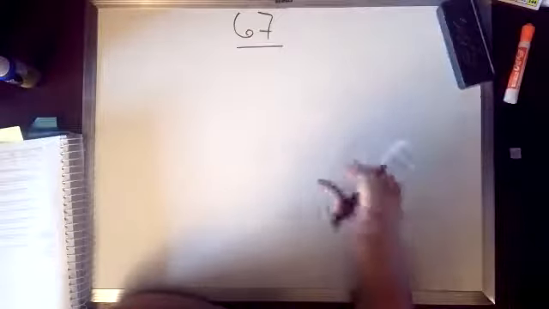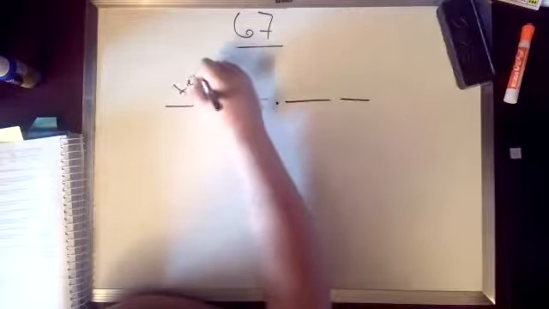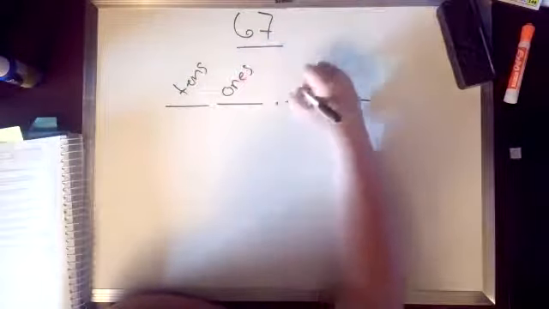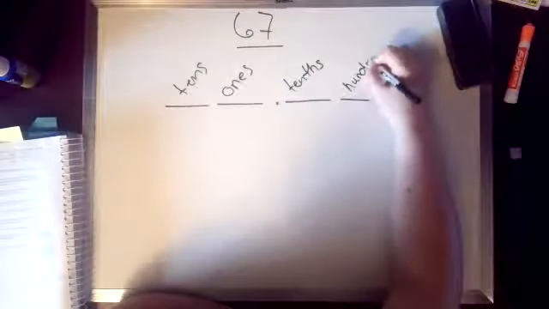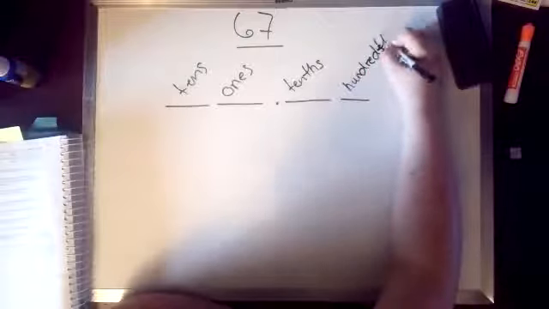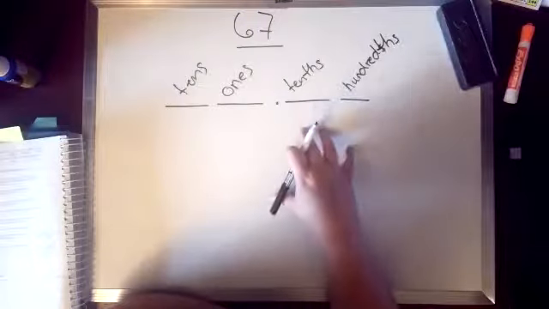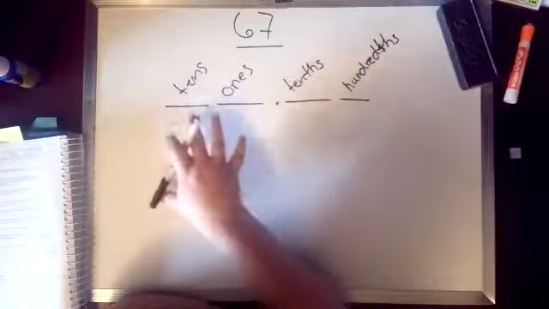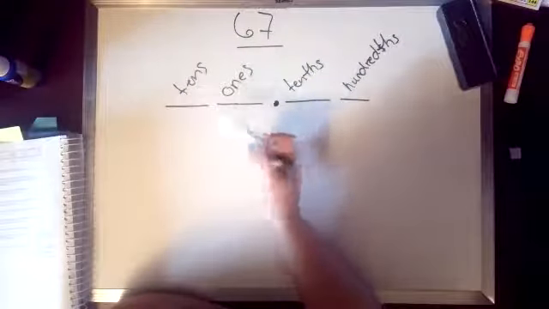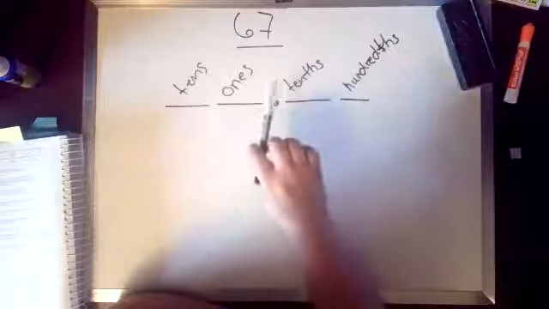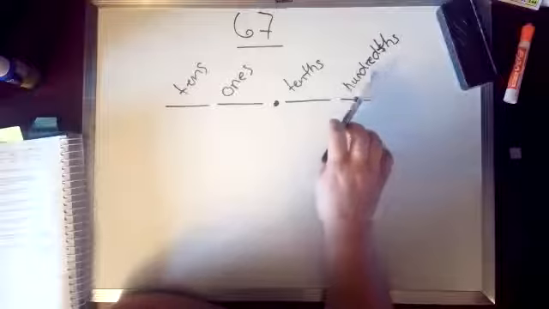So with this lesson, we're looking at decimal numbers. These are tens, ones, tenths, and hundredths. Now, tenths and hundredths are a piece or a fraction of a whole number. So the left side of the decimal is considered whole numbers. The right side are considered pieces of whole numbers, or fractions of whole numbers. They are not a whole.